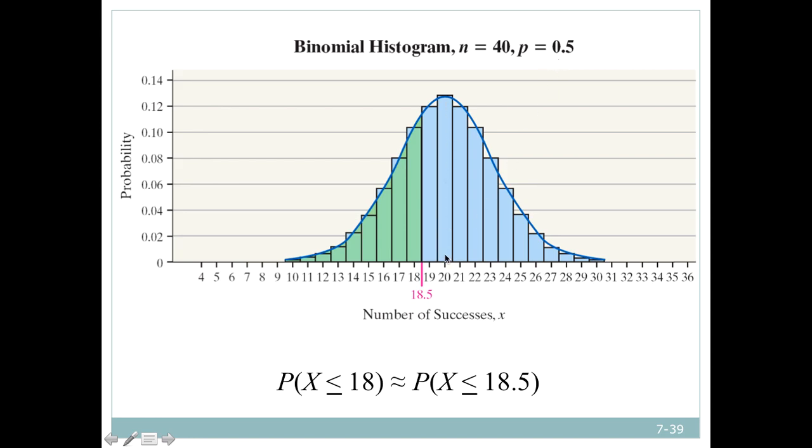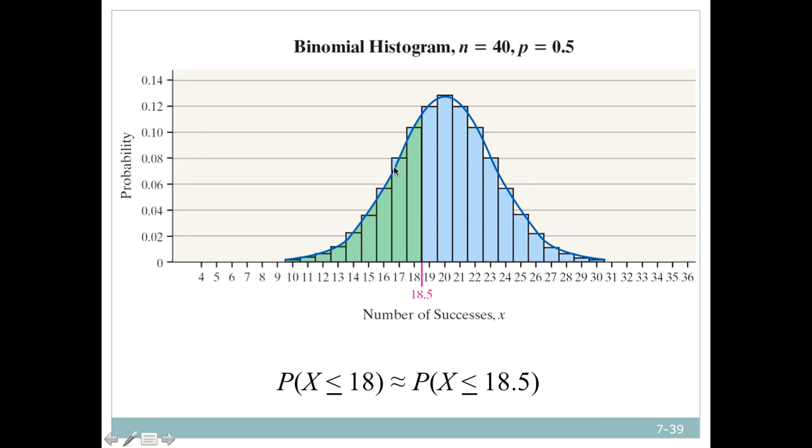So 20 is smack dab in the middle because that's your n times p. What we're doing is taking this binomial histogram, which are the blue and green shaded bars, and using this overlay of our normal distribution to approximate it. If you compare the bar heights and this normal curve, they look really similar, right?